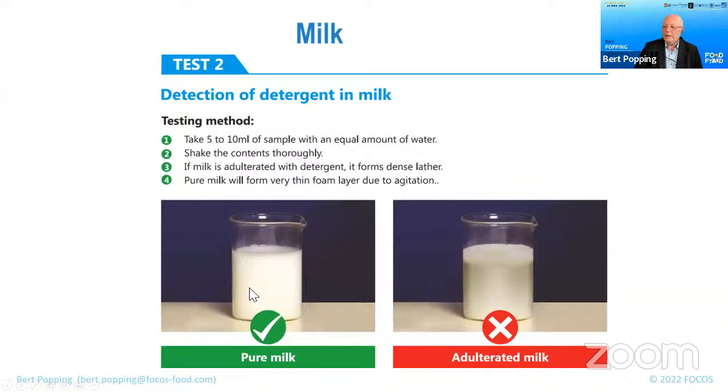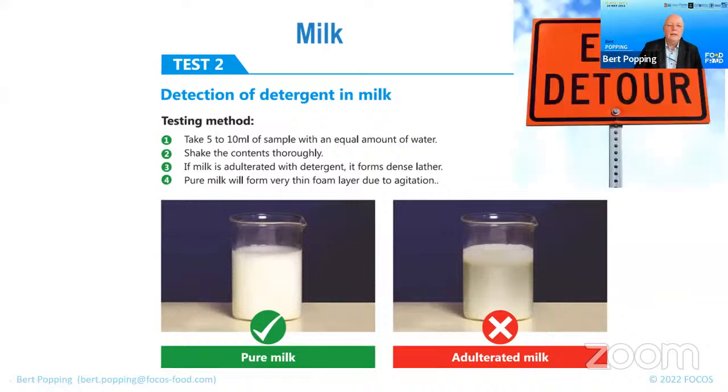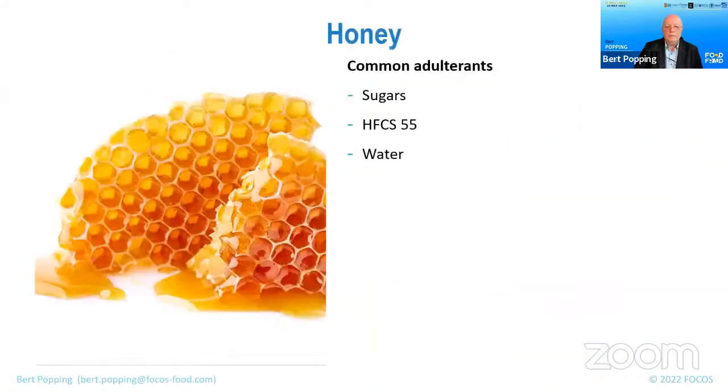So this is the unadulterated milk, and this is what the adulterated milk looks like when you have added water and the milk contains detergent. So a very simple test that everybody can do at home. So I thought it was a fantastic idea of the FSSAI to put such a booklet out and provide their citizens with tools that allow them to detect food fraud at home.